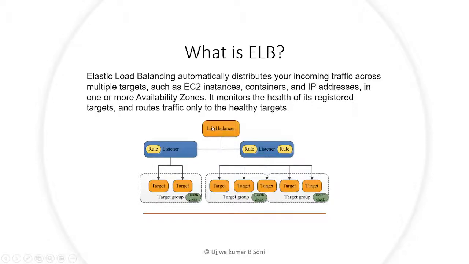This is the diagram of a load balancer. As you can see, this load balancer is configured for multiple listener rules, and there are multiple targets in some target groups. If a particular target goes unhealthy, then it stops routing traffic to that target, and that's how it works. Remember one thing, ELB is not responsible for replacing the unhealthy targets, the unhealthy EC2 instances.